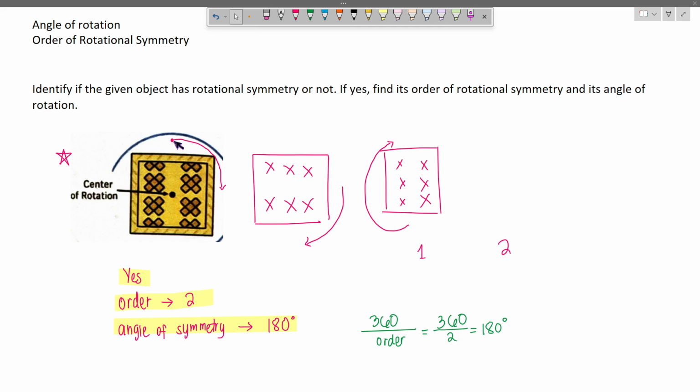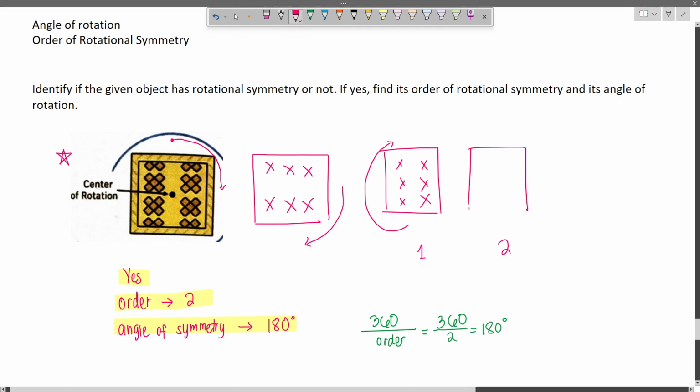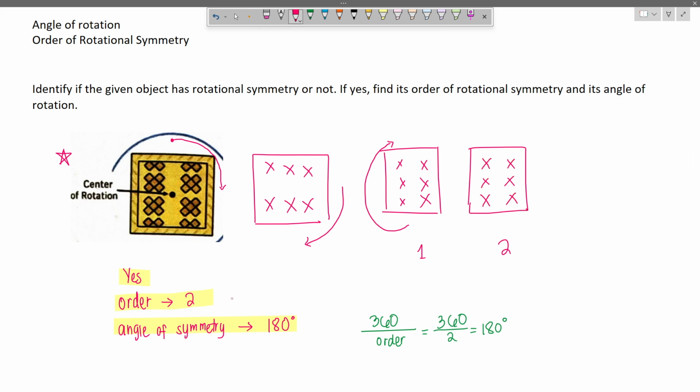If we start here and do a 90-degree turn, we are going to have something like this. It's not the same as what we originally have, so we don't have the same image yet. So let's try rotating it another 90 degrees, a total of 180. From there, we get the same image, our first similar image. Then we can rotate it another 180 degrees to get the same image again. That means we have an order of 2 for rotational symmetry.